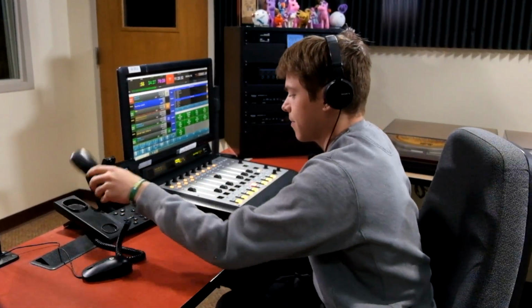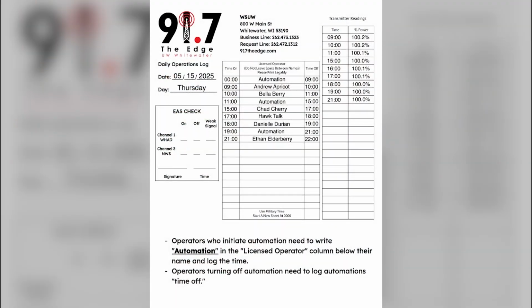If there's no DJ after you, or the DJ hasn't showed up yet, you have to do one final transmitter check. Then write your time off on the station log. Write the same time for the time on, then automation as the licensed operator. The next DJ will log the automation time off.